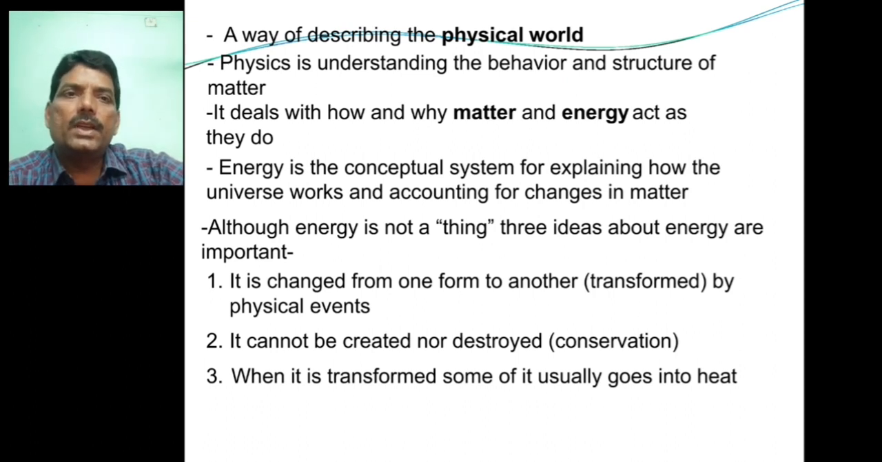Number one, it is changed from one form to another form by physical events. Second, it cannot be created nor destroyed. That is, you can say, the law of conservation of energy. Third, when it is transformed, some of it usually goes into heat. That means when energy is transforming from one form to another, the law of conservation will not be violated. At the same time, energy may be transformed into more than two things. So here it is very important that the transformation usually goes into heat.